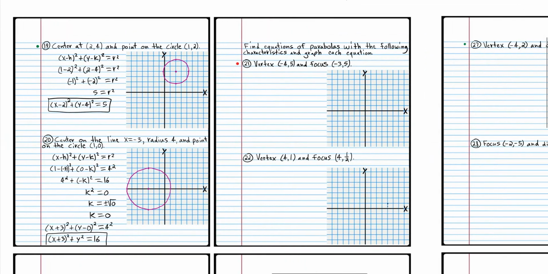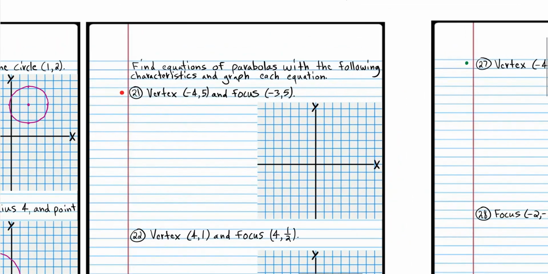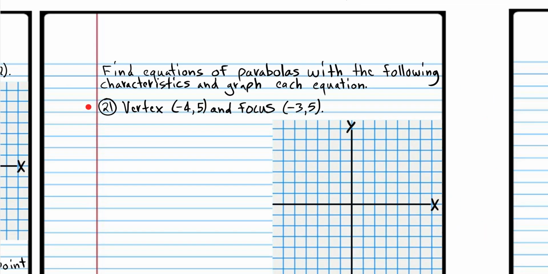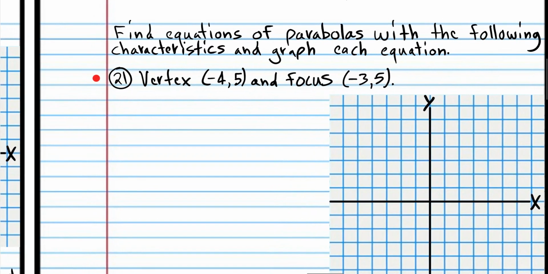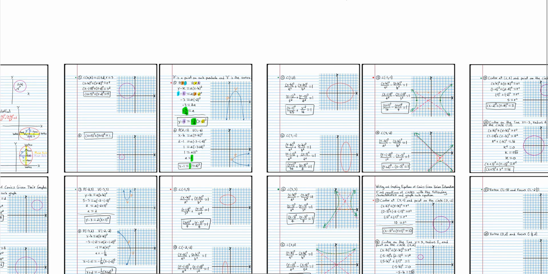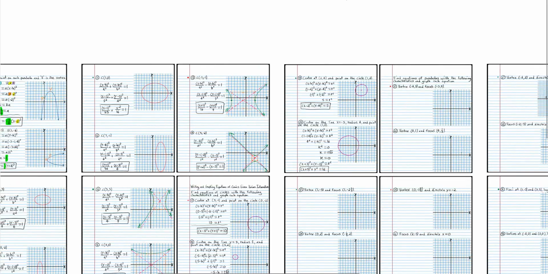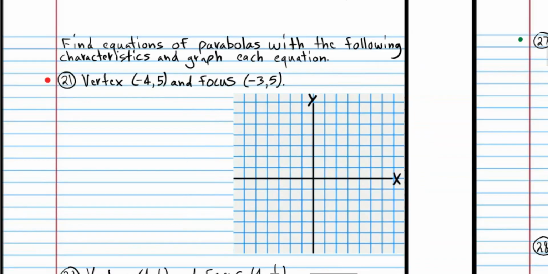Okay, so now we're going to move on to parabolas. It says here, find equations of parabolas with the following characteristics and graph each equation. So we're told, let's see, what color should we use? Probably blue. That's the color we've been using for parabolas.